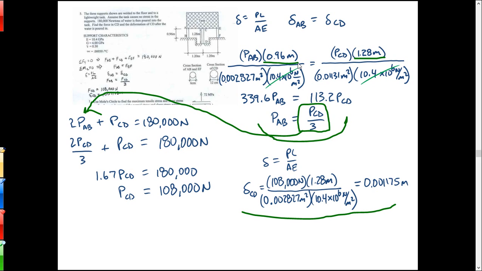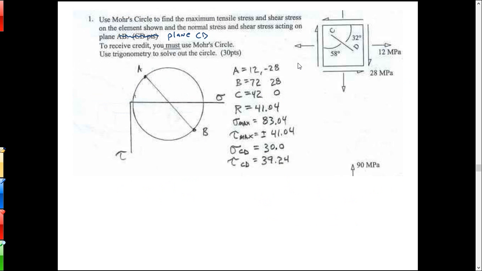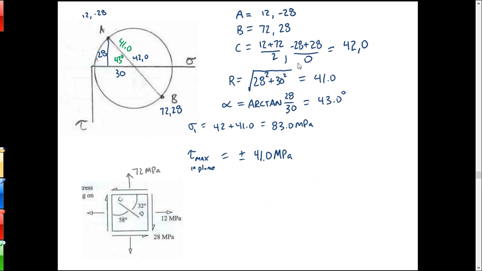All right. Other questions? All right. Then we got a Mohr circle one. Supposed to find the stuff on plane CD. Now, we've already gone through a couple of these. Here's the solution. So A, B, and C. C is 42, 0. A is 12, -28, and B is 72, 28.